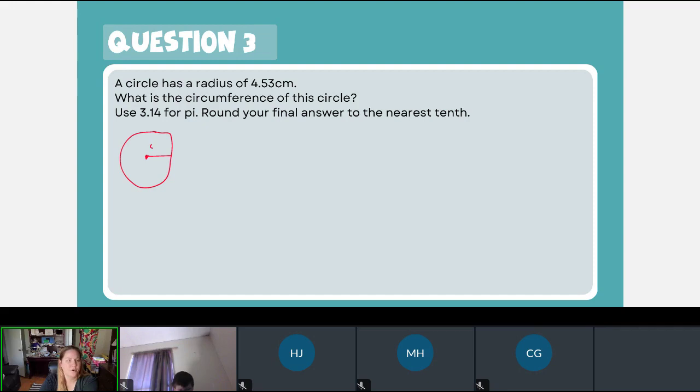So we're going to put 4.53 right in there because that's our radius. It says, what is the circumference of this circle? So we know that circumference, that formula is 2 pi r. So 2 pi r, and that r stands for our radius. So let's plug in our numbers. 2 times pi, which is 3.14. Everything that I'm writing in red, you need to write on your paper. Times r, which is our radius, which is 4.53.